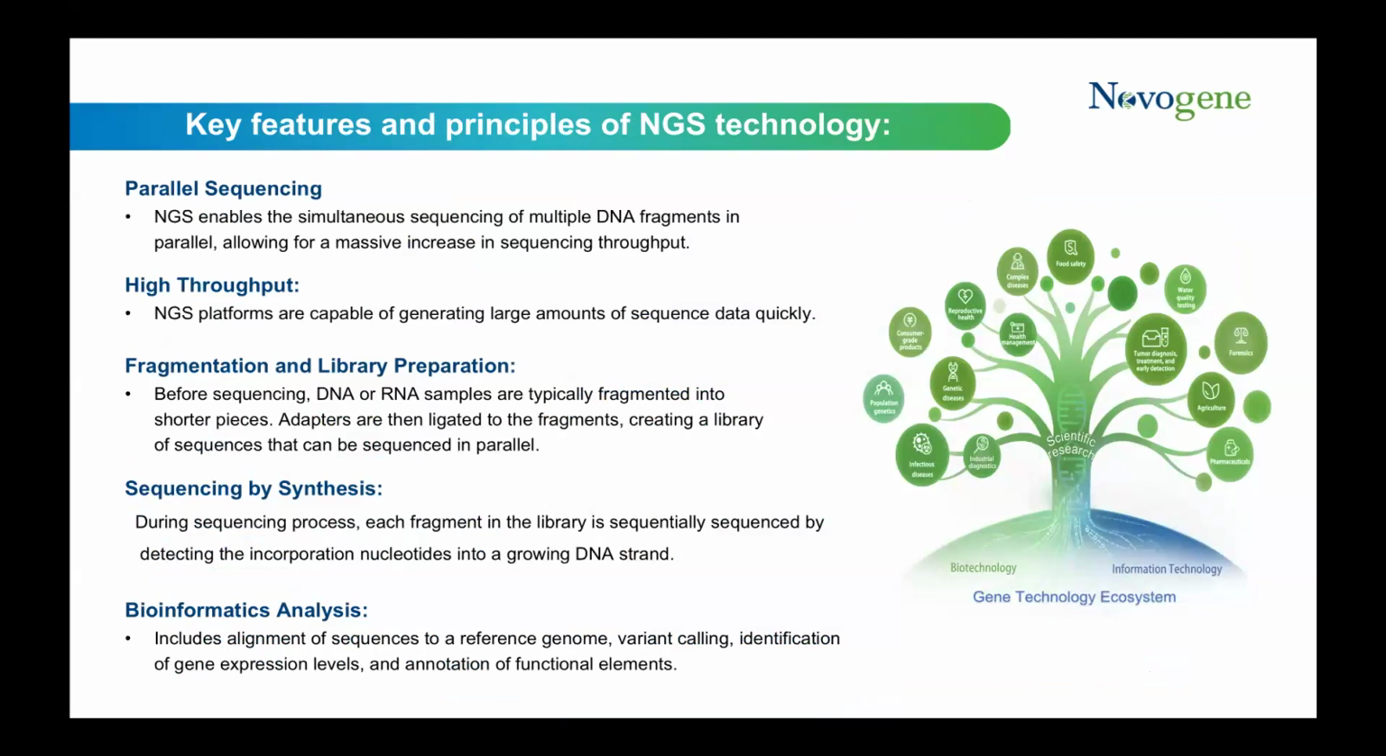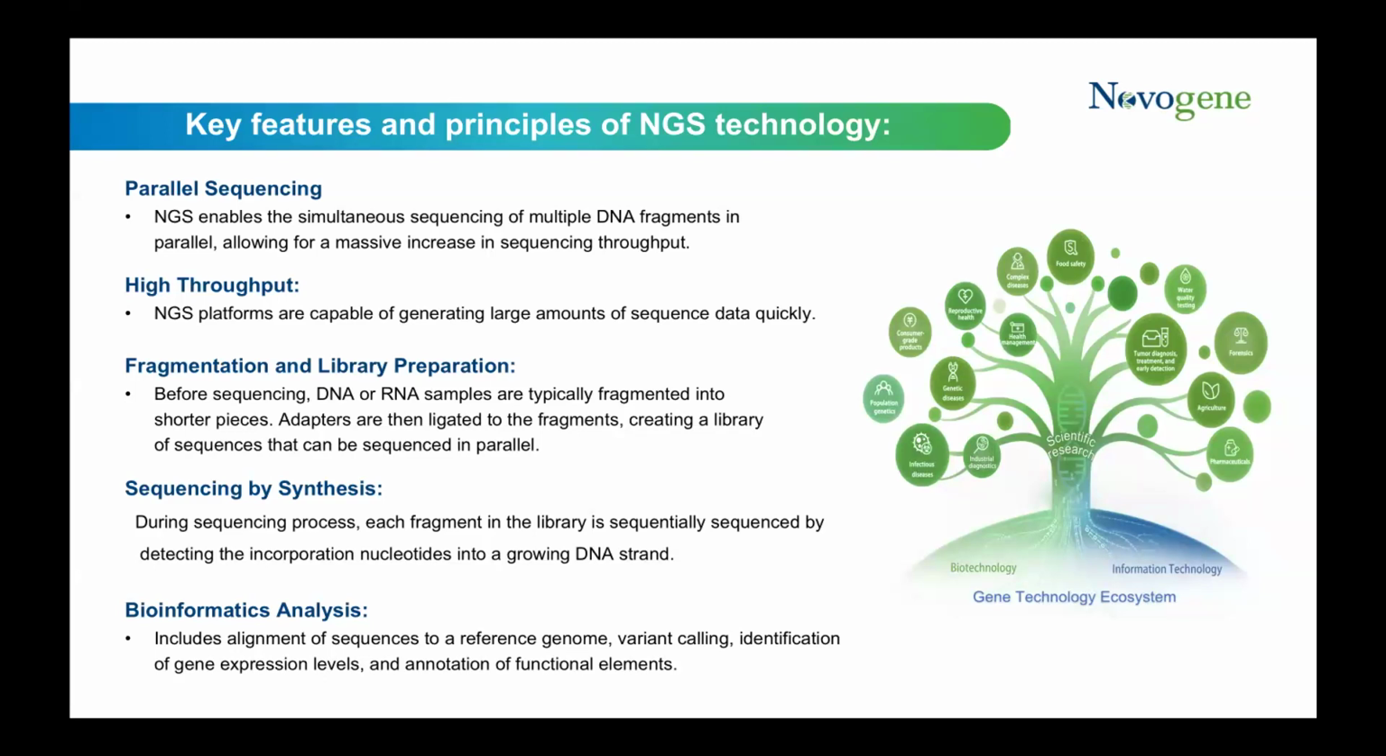To give more detail, here I summarize the key features and principles of NGS technology. One very important feature is massively parallel sequencing. NGS enables the simultaneous sequencing of multiple DNA fragments in parallel, allowing a massive increase in sequencing throughput. The parallelization is achieved by using platforms that can generate millions or even billions of sequence reads in a single run. The third feature is high throughput. NGS platforms are capable of generating large amounts of sequence data very quickly. This high throughput is crucial for various applications.